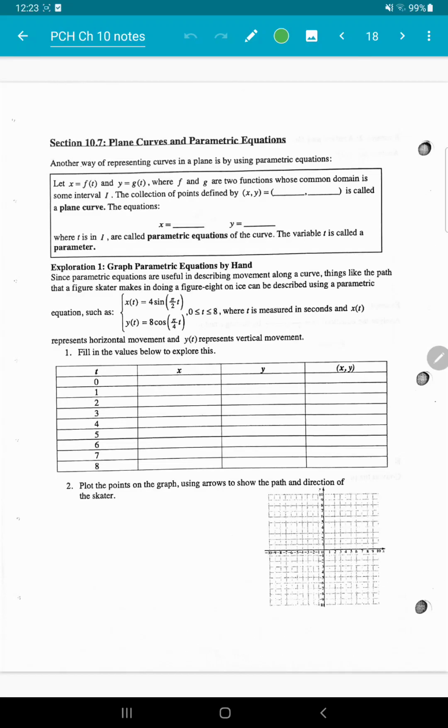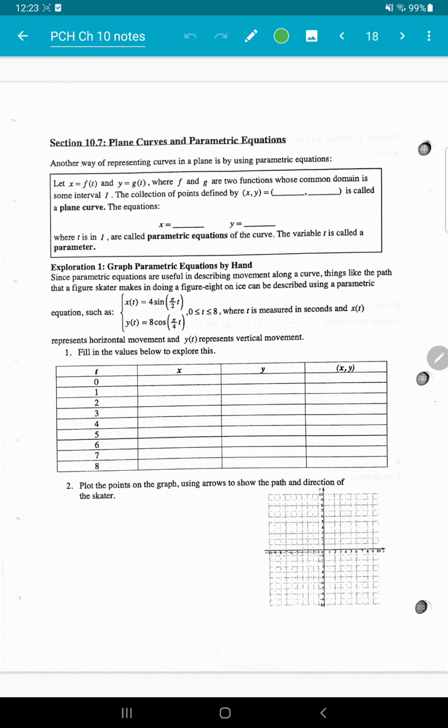We'll be looking at parametric equations. Basically, when we study parametric equations, the idea now is to bring a third variable into our problem, into our equation. Basically, this extra variable is going to be the letter t, which is going to represent time.